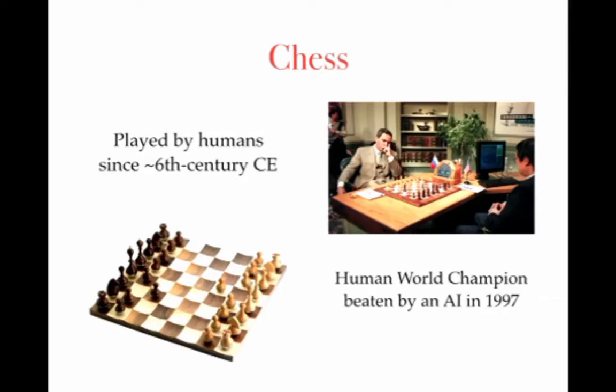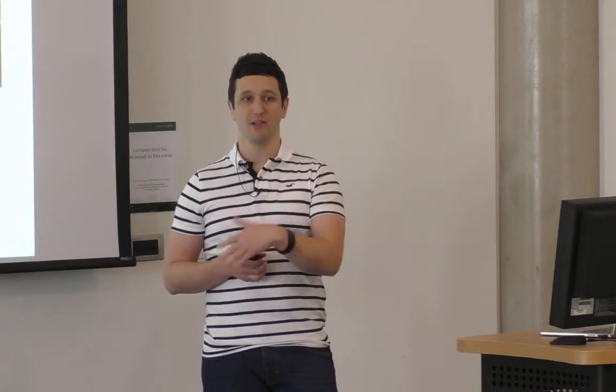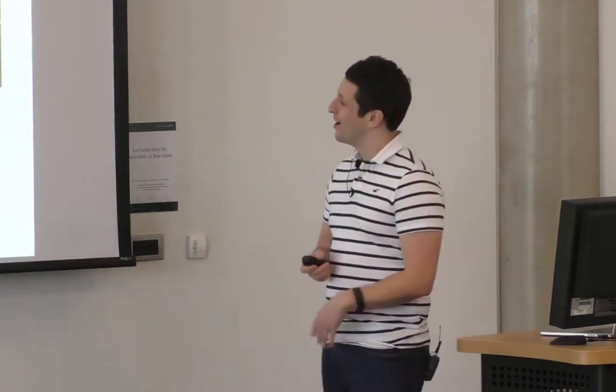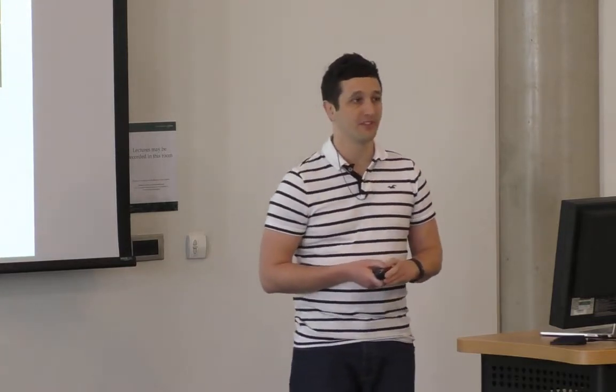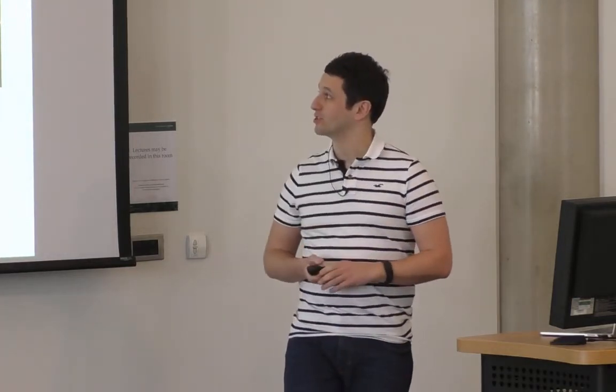Moving forward a few thousand years, humans started playing chess around the 6th century. There's an interesting trend. As we go through history, the games humans play tend to get simpler, right? So the AI beat the world champion in 1997. This was IBM's Deep Blue system beating Garry Kasparov, the world champion at the time.